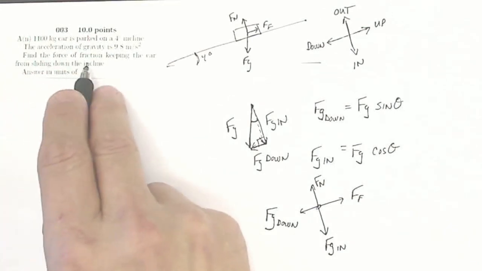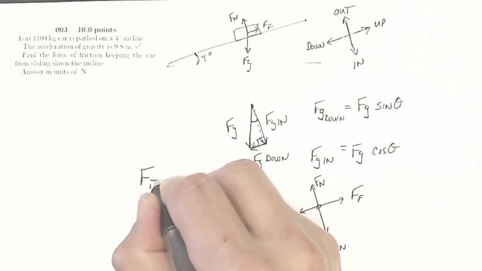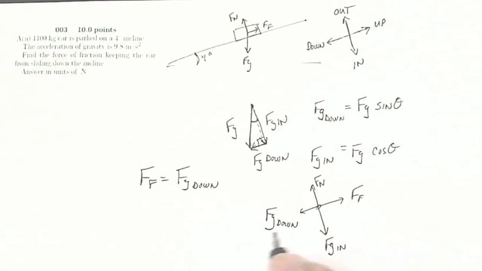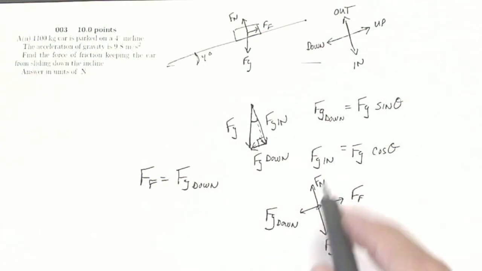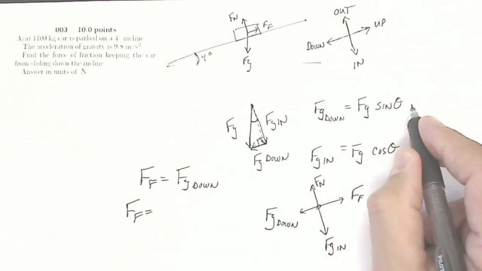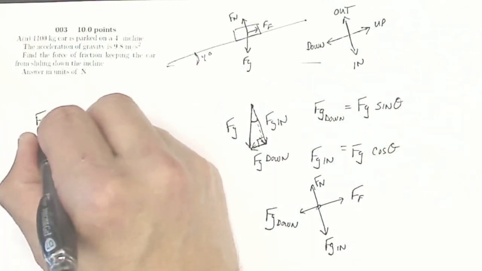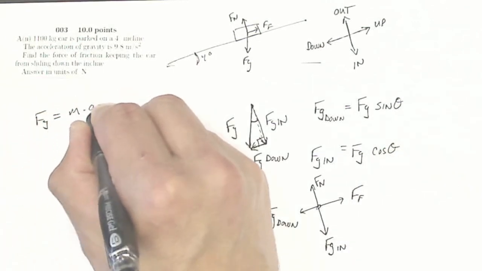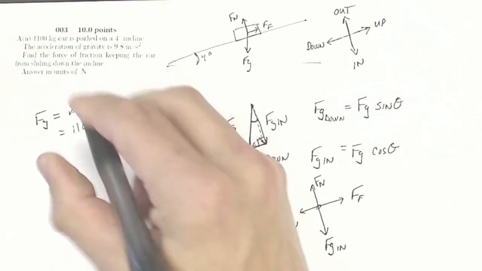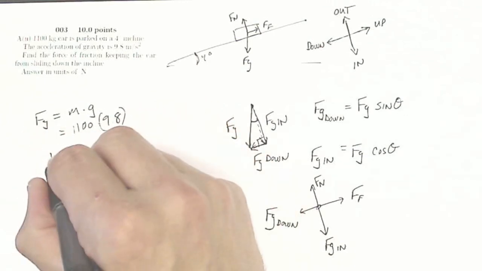So let's look back. Find the force of friction keeping the car from sliding down the incline. Well, I know that my force of friction must equal my force of gravity down, this one. So these two are equal. So g down is Fg sine theta, so my force of friction is going to be my force of gravity times sine theta. It's 1,100 kilograms. So what is Fg? I know that my force of gravity equals the mass of the object times the acceleration of gravity. So this is going to be 1,100 times 9.8, and that's going to give me my force of gravity.